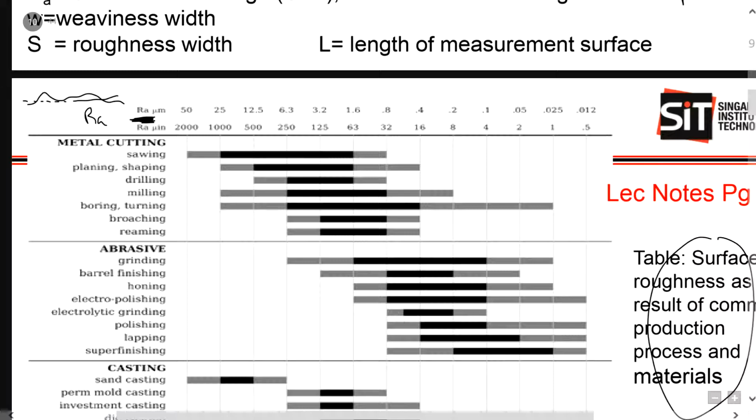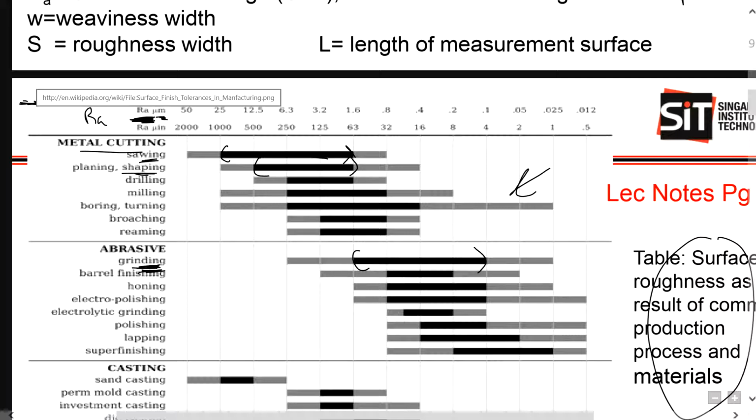So this Ra is the surface. We define the surface itself, the average surface. And there are different ways of processing. Let's say you saw the material, you'll give this type of surface roughness. If you use shaping, you'll give this type of surface roughness. Or if you use maybe grinding, for example, then you may have this type of surface roughness. So as you can see, the more, like say grinding, you'll get a smoother surface, I should say.